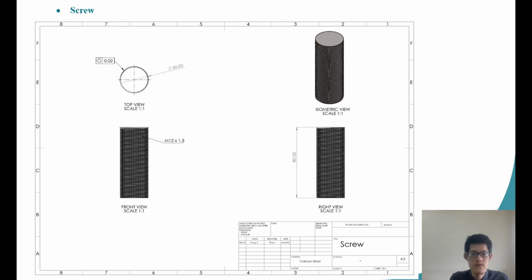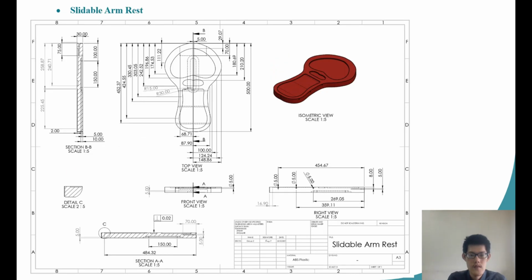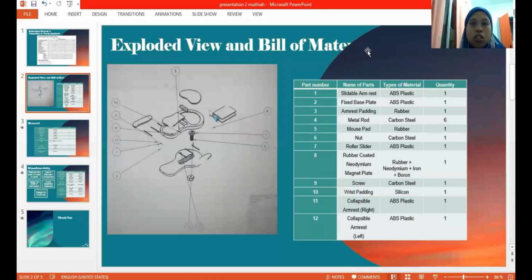Screw dimension, wrist padding, slidable armrest. Here shows the section view of B to B. Fixed display. So this is our exploded view and our bill of material.